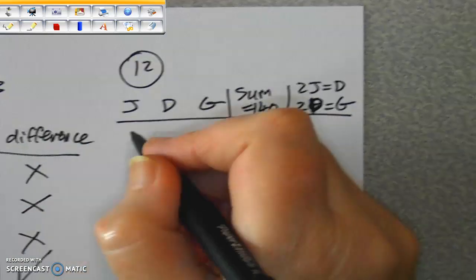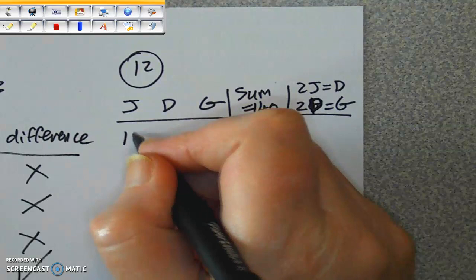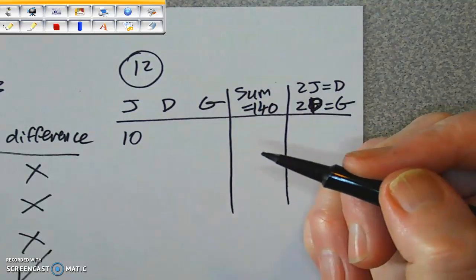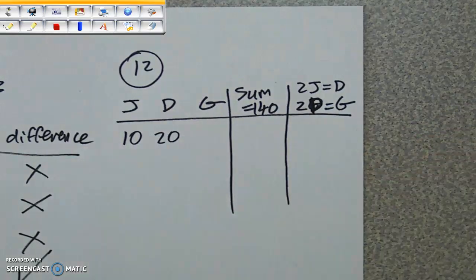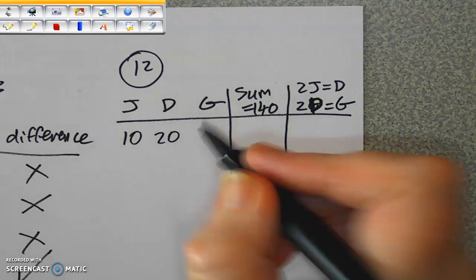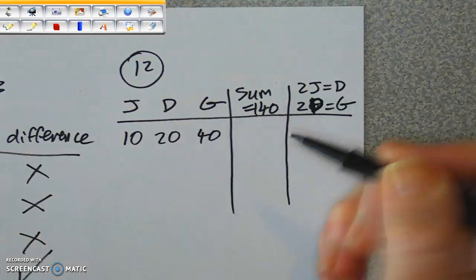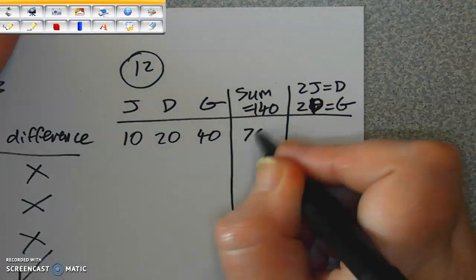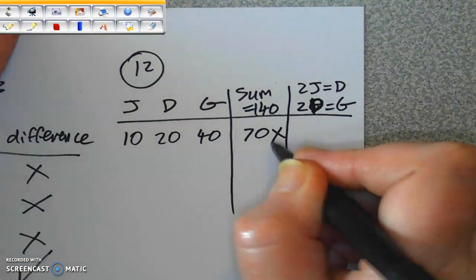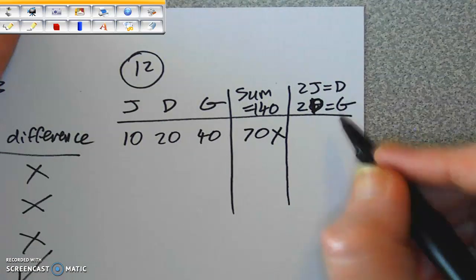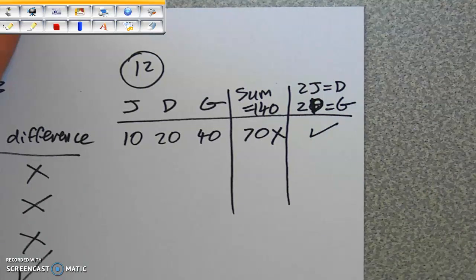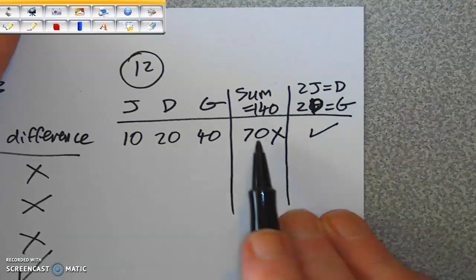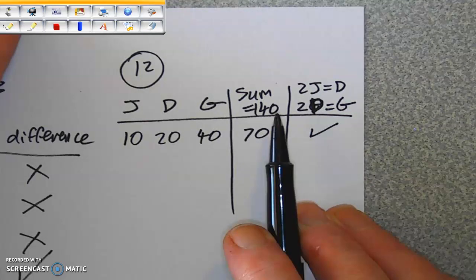Okay, let's say Junior is 10. Then if Dad is twice, he's 20. Well, that couldn't really be true, could it? If Dad's 20, Junior's not going to be 10. Doesn't make sense. But anyway, and Gramps is 40. So the sum would be 70. So that's not good. It's not 140. And then this is all true, though, because 2 times Junior is Dad and 2 times Dad is Gramps. But look at that. I got 70. What I really want is 140.